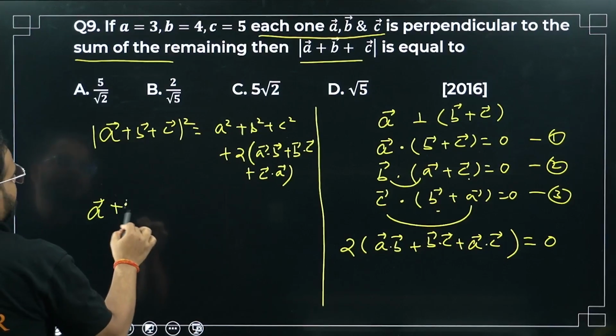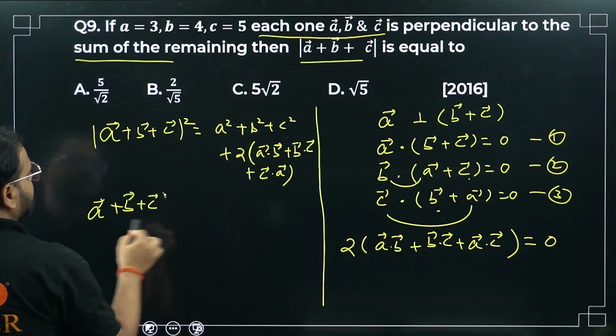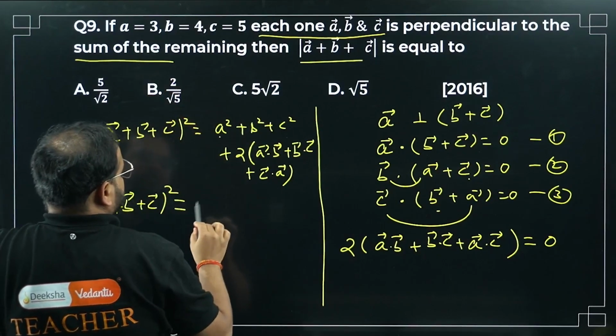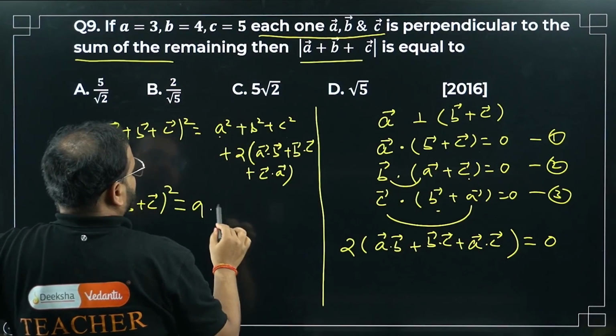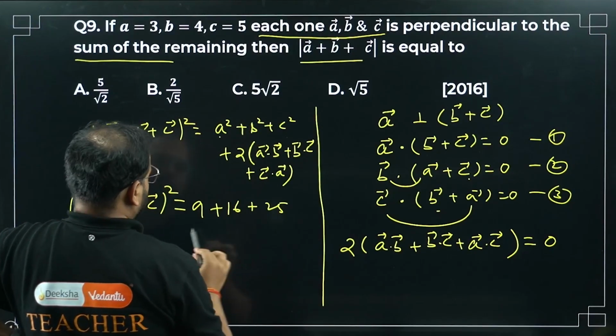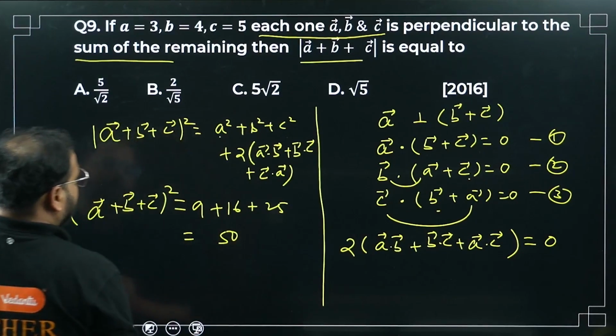Vector A plus vector B plus vector C, the whole square equals to what? A square, how much is that? 9, sir. B square, how much is that? 16, sir. C square, how much is that? 25, sir. What do I get? 50 on this side, okay?